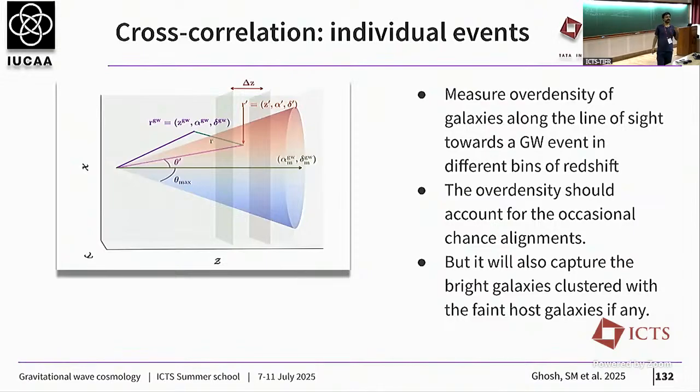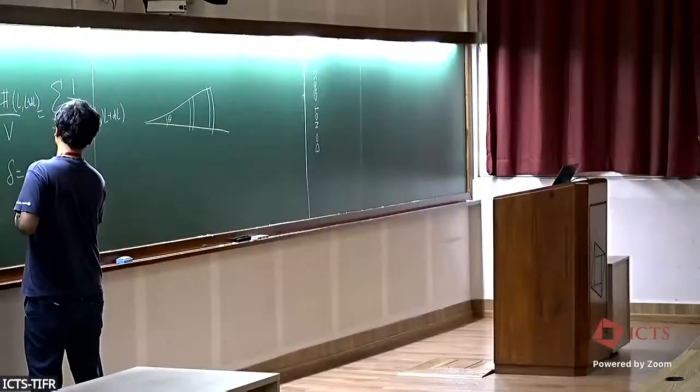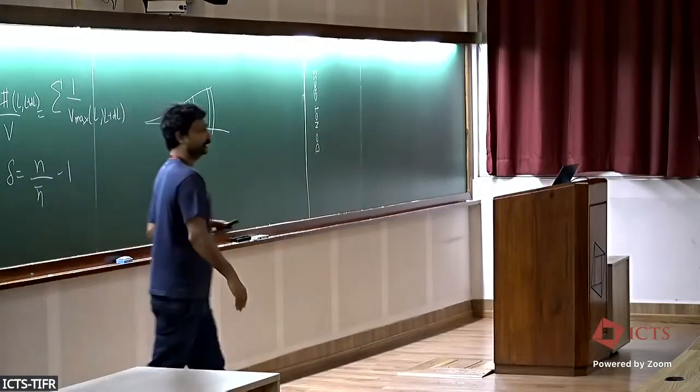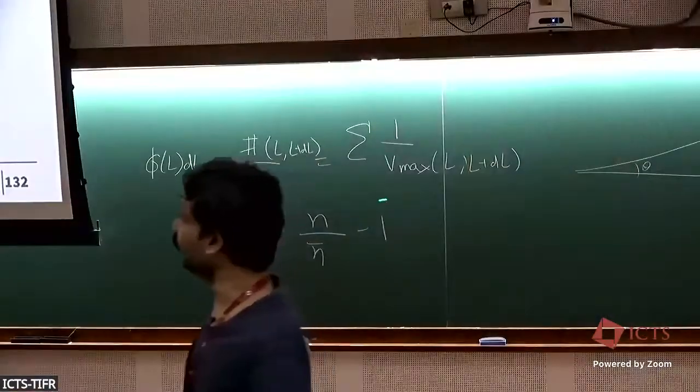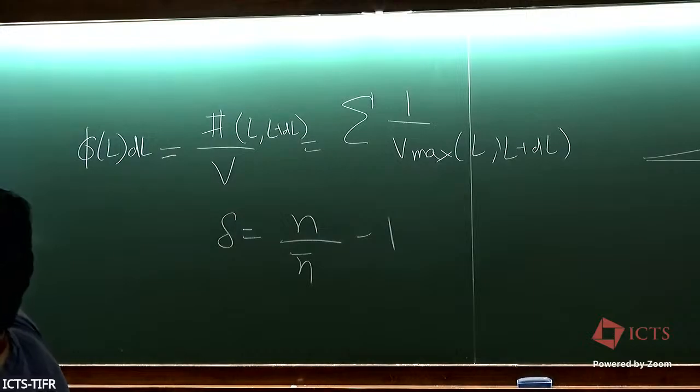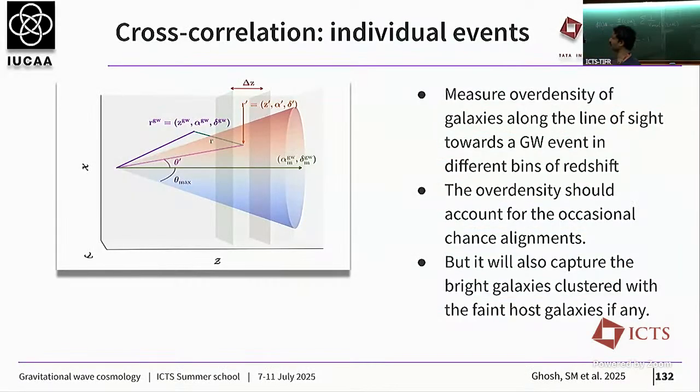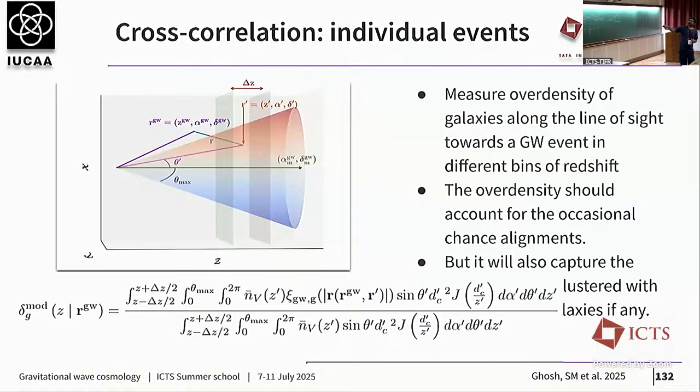So that is again an overdensity measure, right? So this delta is n divided by n bar minus 1, some kind of an overdensity measure. So this overdensity, I can measure it as a function of redshift towards the line of sight towards an event. So this galaxy overdensity as a function of redshift, you can actually model based on the number density of galaxies that you expect, what is the cross correlation between gravitational wave events and galaxies, and so on and so forth. So again, I would recommend you to go through the paper to understand where this comes from.